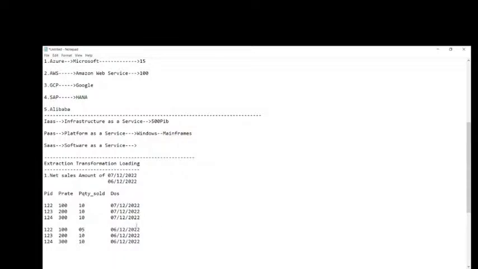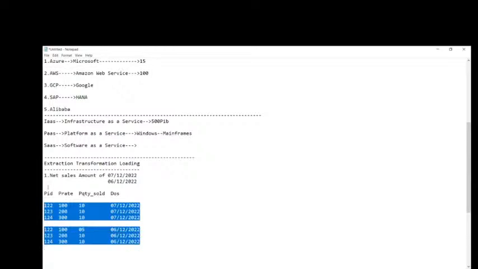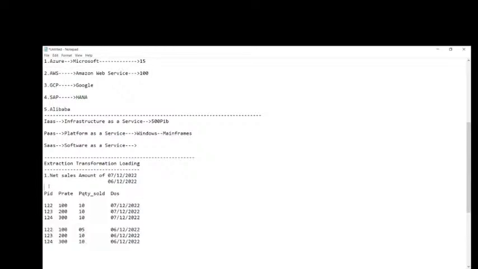Can you see here? This is the data we have. So we can consider this as a source. Am I right, everyone? This is called the source. For the process of ETL, that is extraction, transformation, and loading, we require two things. What are the two things we require? Can you tell me, guys?